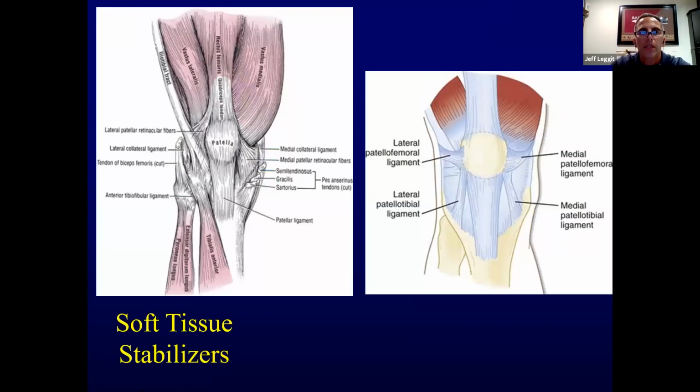In addition to those bony constraints, there are soft tissue stabilizers that we need to be aware of. And you can see here retinacular structures on both the medial and lateral aspect.